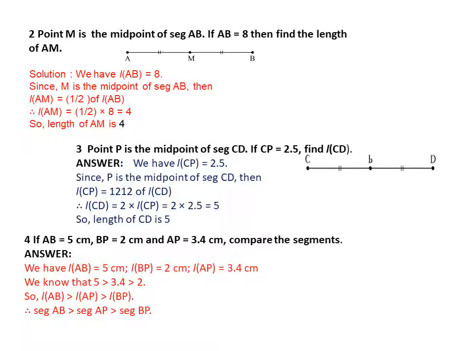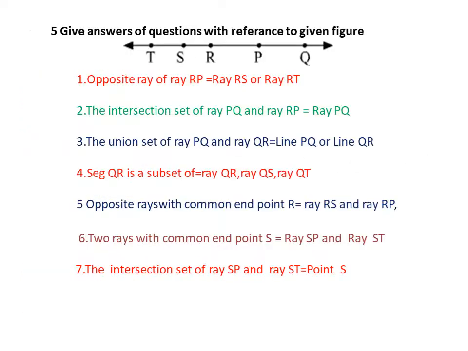If lengths are greater, then those segments are also greater. Therefore segment AB is greater than segment AP is greater than segment BP. Here you may take different types of numbers, and according to that you may arrange from greater to smaller or smaller to greater and compare the given segments.